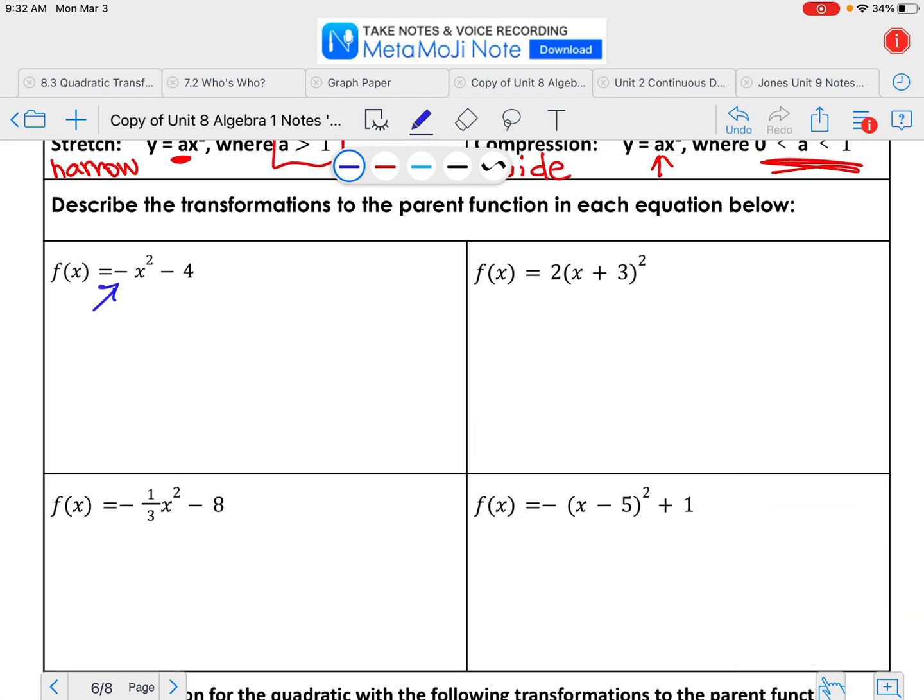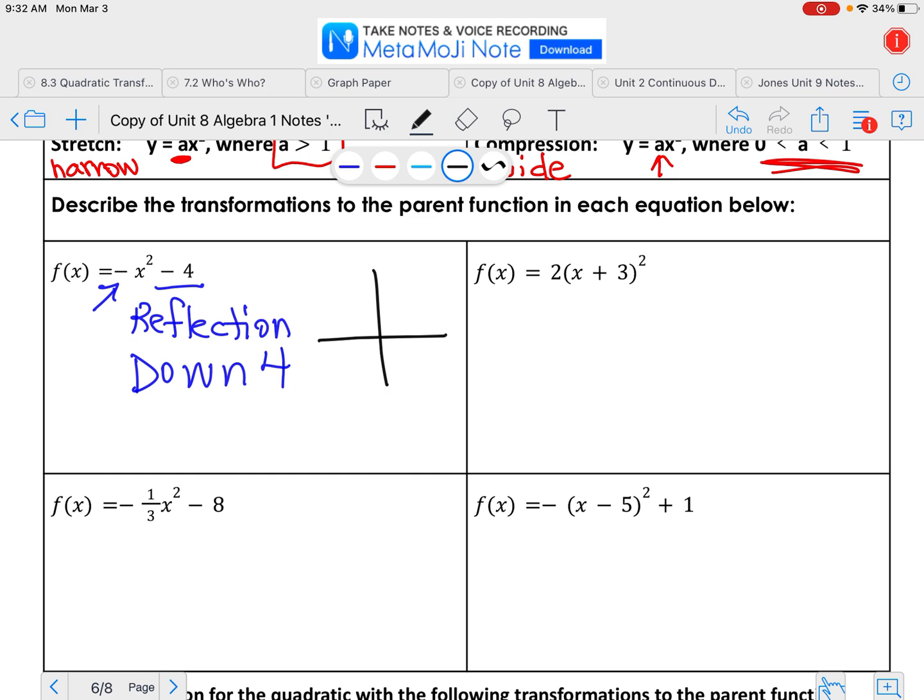This negative tells me that there was a reflection. In other words, a flip upside down. The minus 4 tells me it went down 4. So if I were going to sketch this, whereas the parent function sits here with a vertex at 0, 0, this says that this one, the vertex moved down 4, and the graph flipped upside down. So it looks like that.